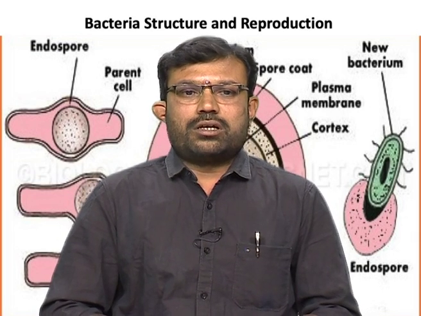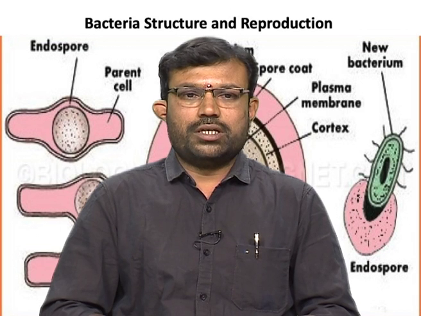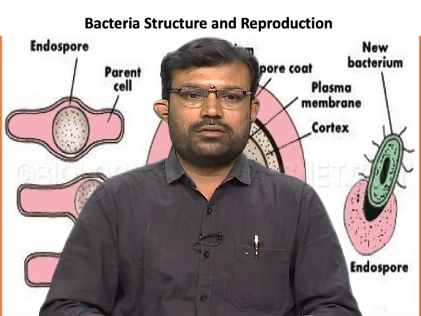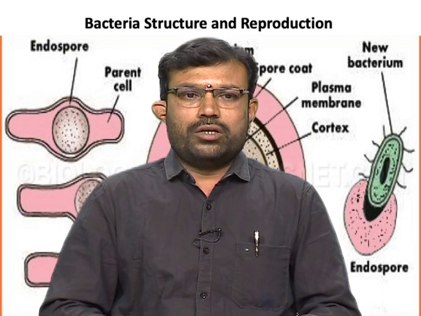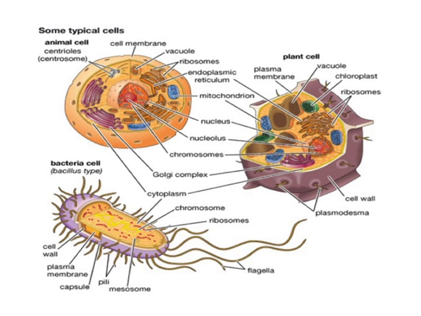Now, cells are classified mainly into two types. One is the eukaryotic cell and the second one is the prokaryotic cell. In eukaryotic cells, two types of cells are present: the animal cell and the plant cell. Based on the presence and absence of the cell wall, they are classified into two categories.